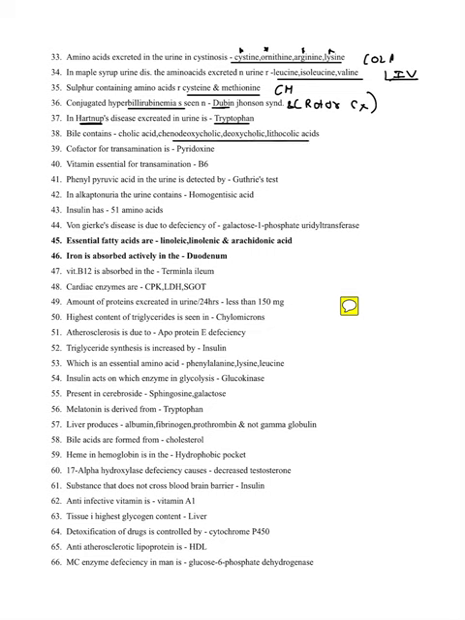Bile contains, guys, cholic acid, deoxycholic acid, and lithocholic acid. Cofactor for transamination is pyridoxine. Okay, guys, so pyridoxine is vitamin B6. Phenylpyruvic acid, that was phenylketonuria, is detected by Guthrie's test. That's simple, guys. Alkaptonuria, urine will contain homogentisic acid, guys. Okay, this is simple. Insulin has 51 amino acids, guys. This is important. It was discovered by Banting and Best, guys.